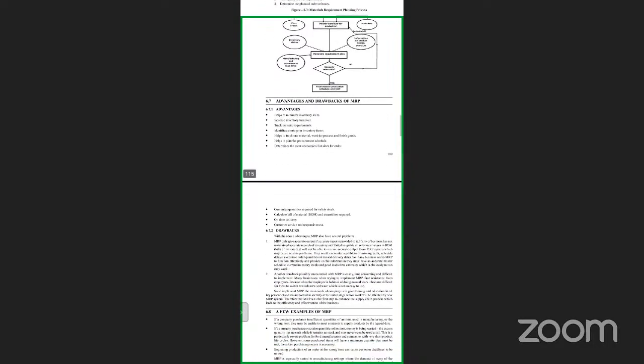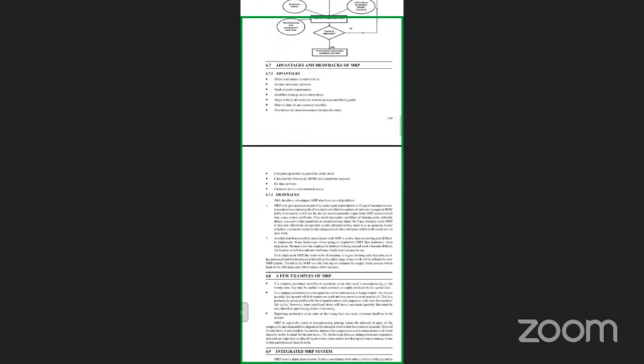Advantages and drawbacks of MRP. It helps to minimize inventory level, increase inventory turnover, track material requirements, meaning the materials that are required for production, and identify shortages in inventory items. It helps to track raw materials, work in process, and finished goods. It also helps to plan the procurement schedule, determines the most economical lot sizes for orders, computes quantities required for safety stock, and calculates bills of material and assemblies required for on-time delivery and customer service responses.